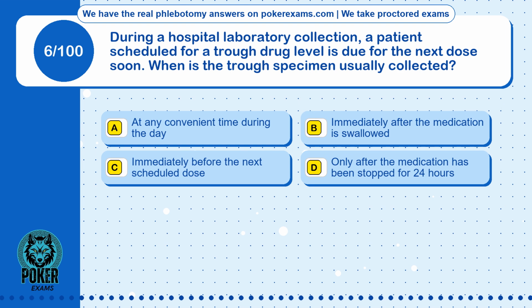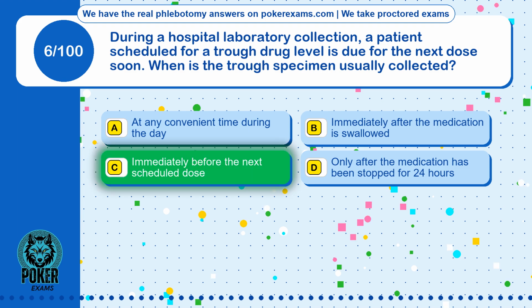Question 6. During a hospital laboratory collection, a patient scheduled for a trough drug level is due for the next dose soon. When is the trough specimen usually collected? Option A. At any convenient time during the day. Option B. Immediately after the medication is swallowed. Option C. Immediately before the next scheduled dose. Option D. Only after the medication has been stopped for 24 hours.